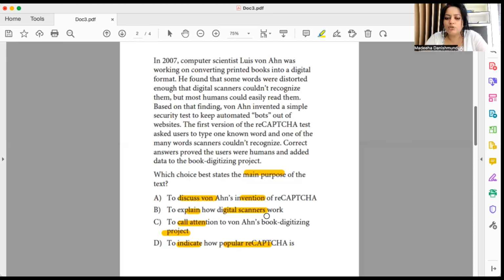To call attention to the book digitizing project, it's not about the project. The project was only mentioned in passing towards the end, that this was a part of it. This is not the main idea, this is not why it's talking about it. To indicate how popular reCAPTCHA is, again, if it was talking about its popularity, they should have compared it to other such inventions, or even mentioned stats, figures, and numbers explaining its popularity in different regions or in different areas of expertise. B is out. We're left with A.